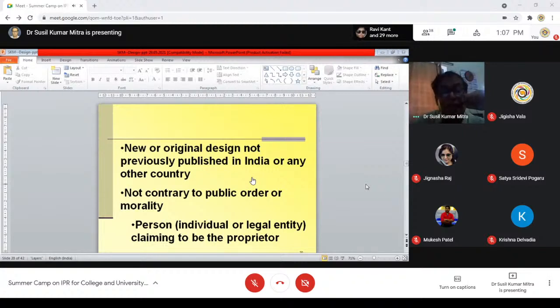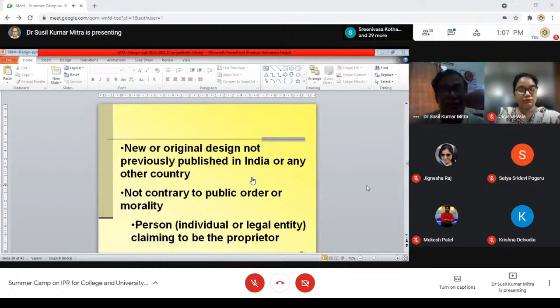And also the individual or legal entity claiming to be the proprietor can register only when the design will not affect the security of India. For example, a submarine is used by our Indian Navy. You cannot go for registration of a submarine, because it is a defense product. But if we make a toy looking like a submarine, that can be registered under the class of toys, but not the big design generally used by the Indian Navy for making a submarine or any fighting ship like that.